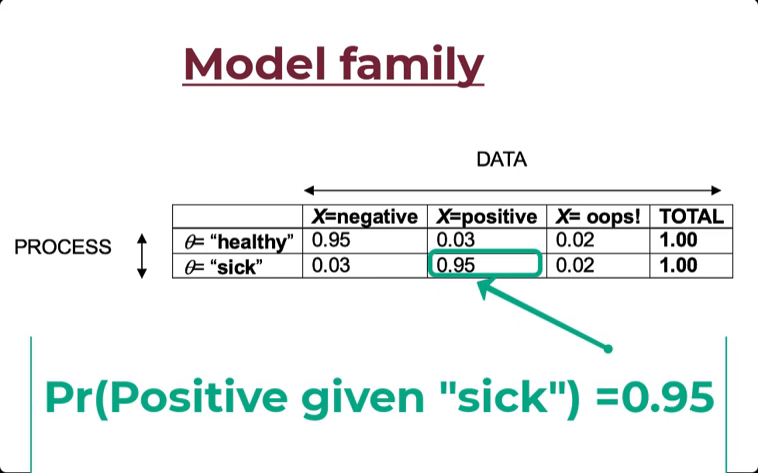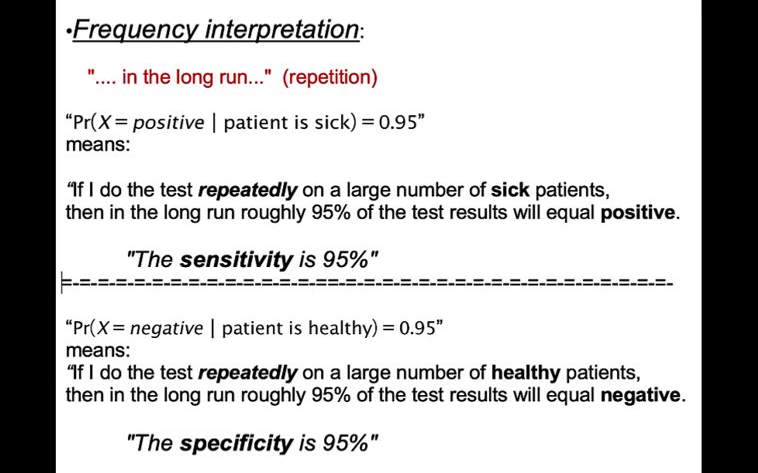I'll bet you're asking, hey, wait, how do we know all those numbers? How accurate are they? Great question for another video. That number, 0.95, has a frequency interpretation. If I perform the test on a large number of sick people, around 95% will test positive. That number is called the sensitivity. It tells us how many of those sick people's sicknesses our test is sensitive enough to pick up.